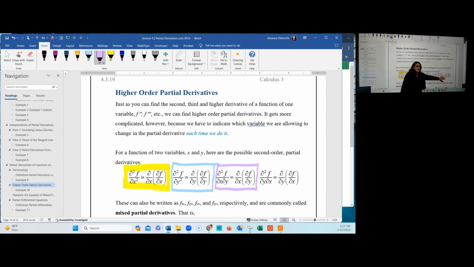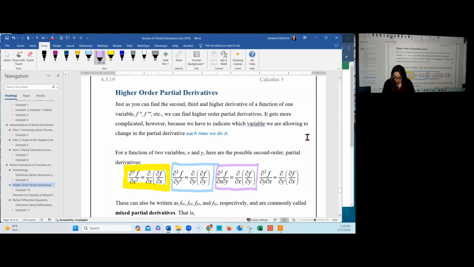Then we have the last one, which I've not outlined in any particular color. It's also the second partial derivative of the function f, but this time we take the partial with respect to x first, and then the partial with respect to y second. Now, the question you should be asking yourself is, are the last two the same? And the answer is no, not always. There are conditions under which they are the same, and we'll be learning about those shortly.